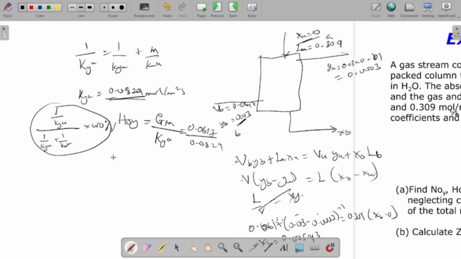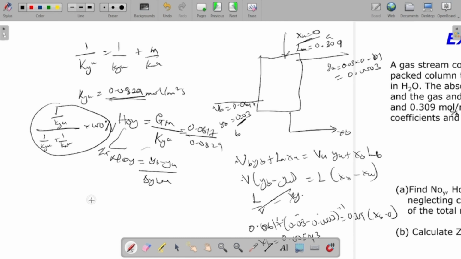So if we get our HOI, then we find our NOI, which is YB minus YA divided by the log, right? So we use this one to also find the log. Then you put it over there, and we multiply these two to get what? The height of the column, which is the ZT, right?